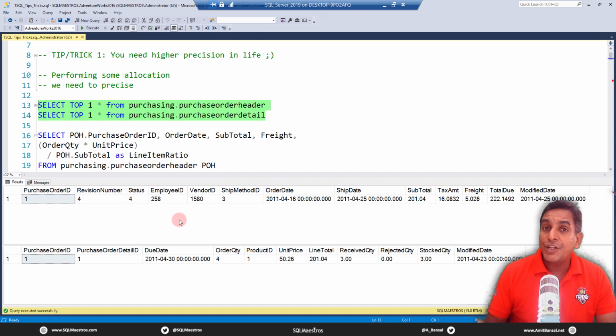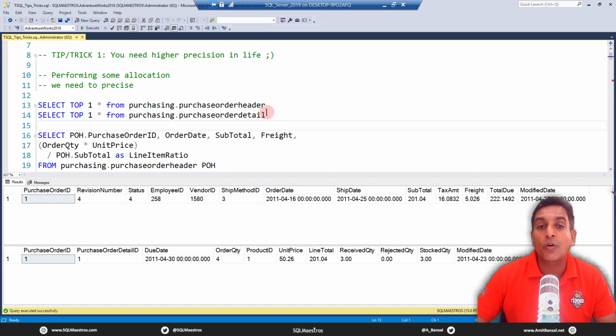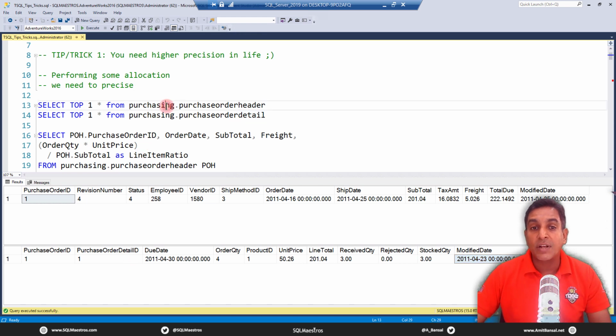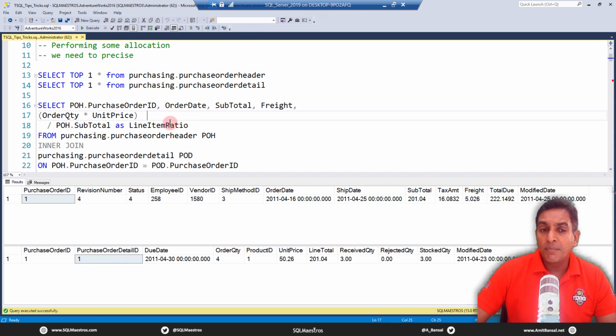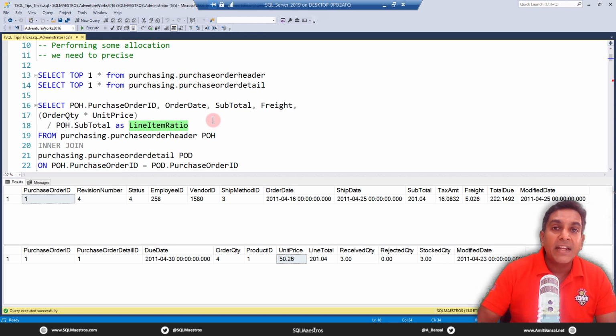But as you know, each order can have line items, which means in each order you can have multiple items being placed. That information goes in a table called purchase order detail, and this is a sample record from purchase order detail. The purchase order header will have the purchase order ID, and the purchase order detail will have the purchase order ID and the purchase order detail ID. So what kind of allocation do you want to do? Basically, for each item in a purchase order, you want to identify the line item ratio, which means that let's say there are 5 items in a purchase order.